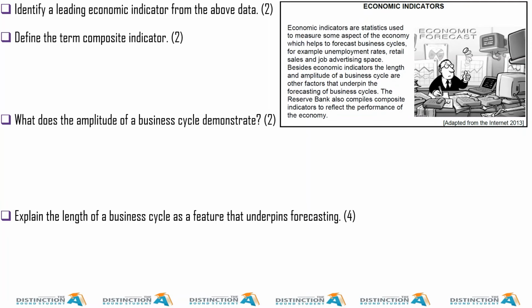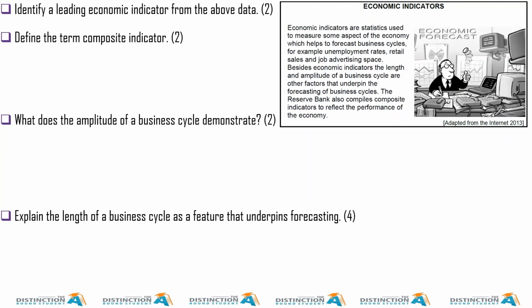Right, then I think this is the last one. Economic indicators. Okay, we have leading, lagging, and coincident, and also composite indicators. Economic indicators are statistics used to measure some aspects of the economy which help forecast, that is, to predict. Just like the weather forecast, they'll tell you it's going to rain, it's going to be cloudy, and so on. They'll tell you even for a week ahead. So that means they are forecasting.